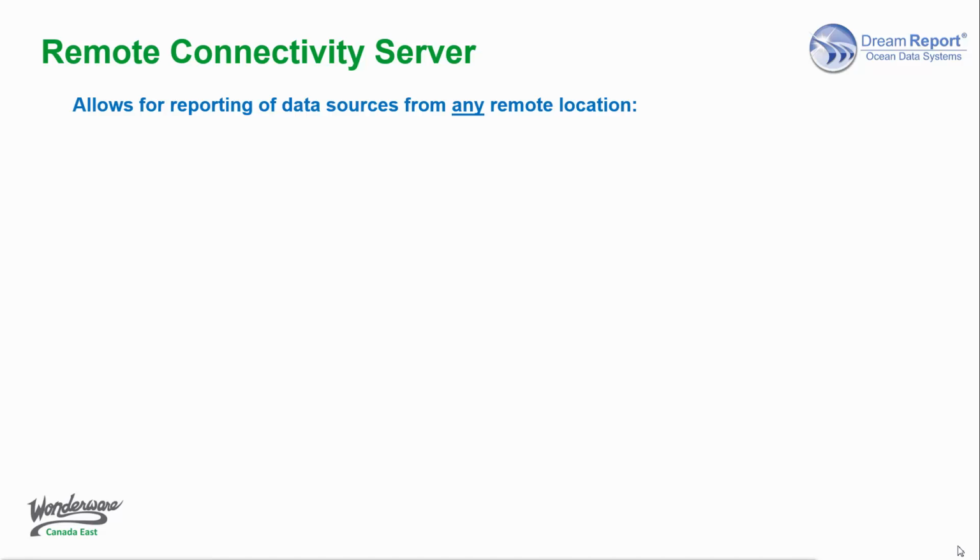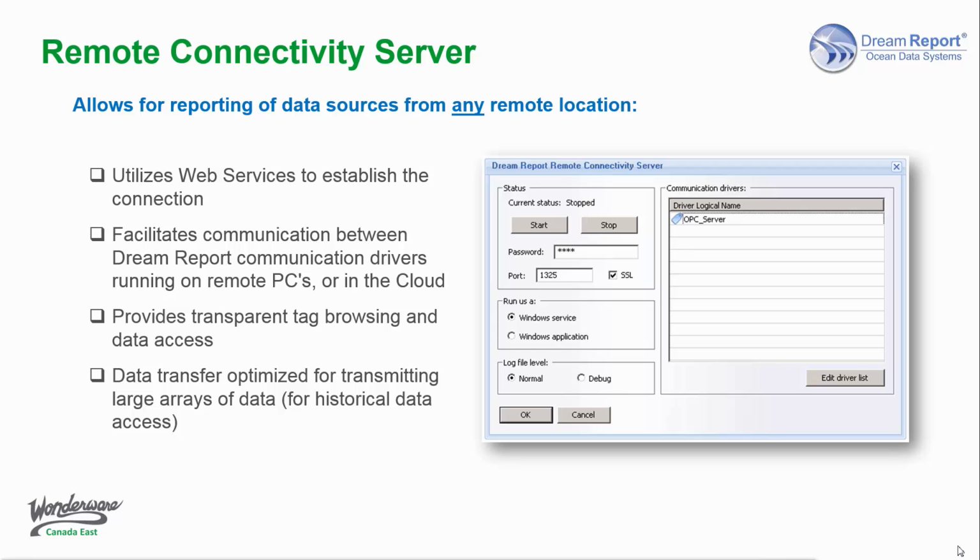While not a product-specific communication driver, the new Dream Report Remote Connectivity Server allows for reporting of data sources from any remote location, including cloud-based applications. This is useful when a real-time data source that might not support remote communications is at a remote location from the Dream Report node, or if you wish to optimize the transfer of data from a remote historical data source. After installing and configuring a small software component on the remote location PC or server, secured web services are used for tag browsing and for transferring the remote data to the Dream Report reporting node, as if the data source were on the Dream Report node.